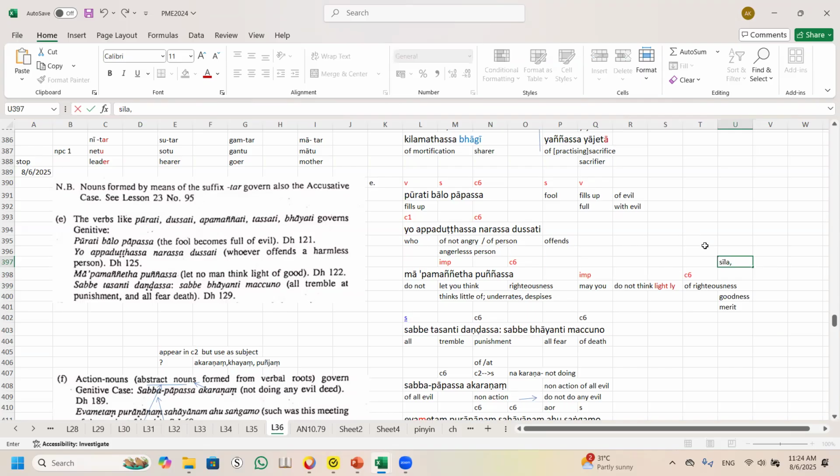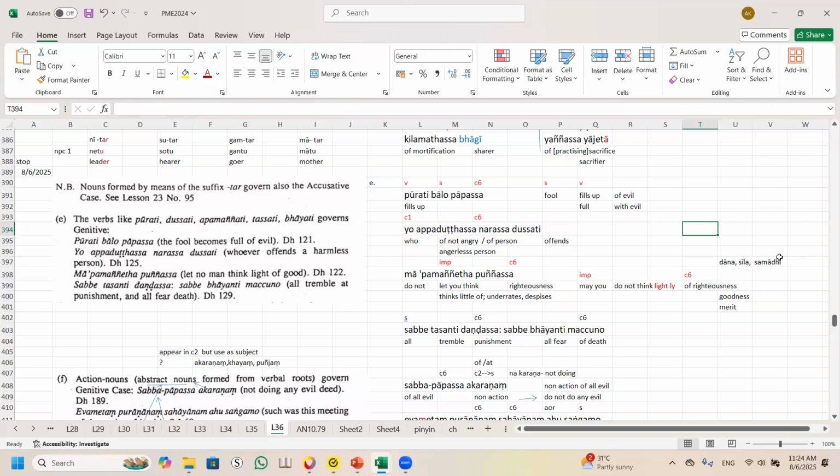Of course, before this is dana. Dana, sila, and samadhi. This is all righteous. So of course we start with sila. That's why, don't think lightly of righteousness. So these are the things considered as righteousness, goodness.